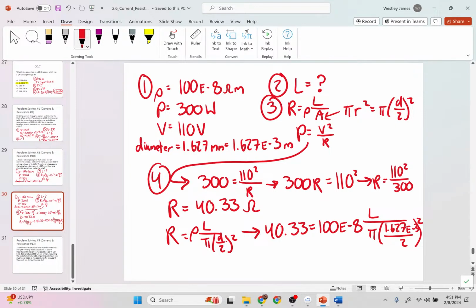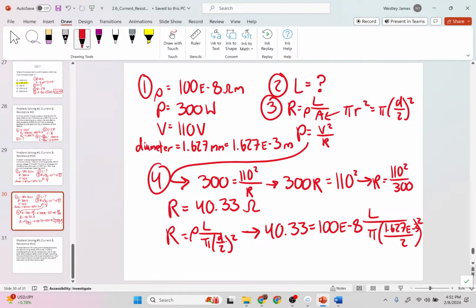So I'm going to simplify the right side. 100 e to the minus 8. No, e minus 8. Divide that by pi. Before you do any algebra, if you put the numbers in like I did, it's good to simplify before you do algebra. It just makes you less likely to make mistakes. And there's a lot to plug in here.